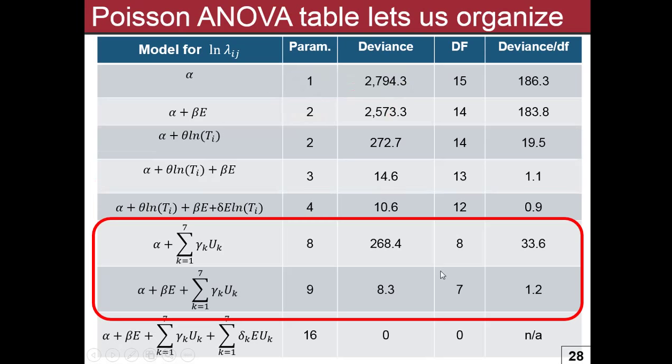It doesn't actually show the computation here. It's going to test whether there is a significant city effect, which is going to be 268 minus 8.3, and that's a chi-square 1 degree of freedom test, right? This is the deviance of a reduced model without city minus the deviance of the model that has city, the full model. So this difference, 260.1, is going to be the test statistic, chi-square with 8 minus 7, or 1 degree of freedom.